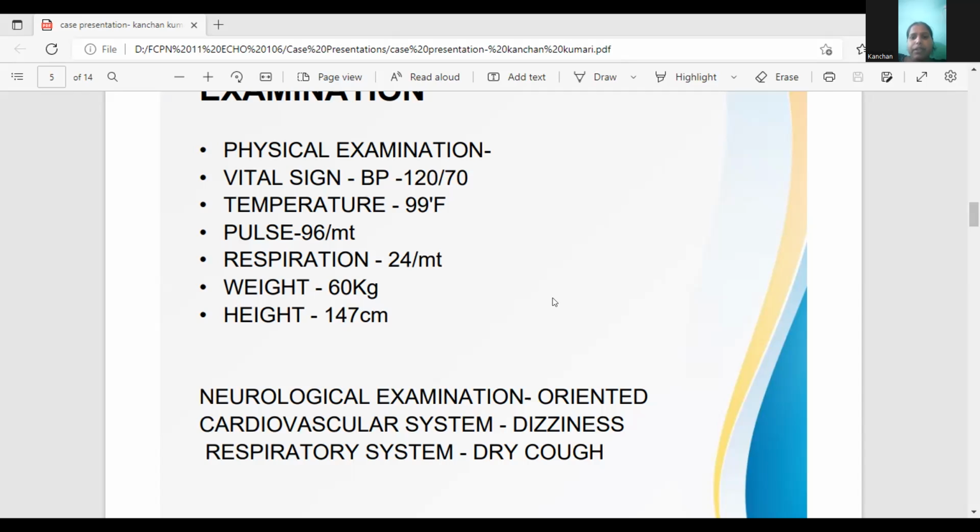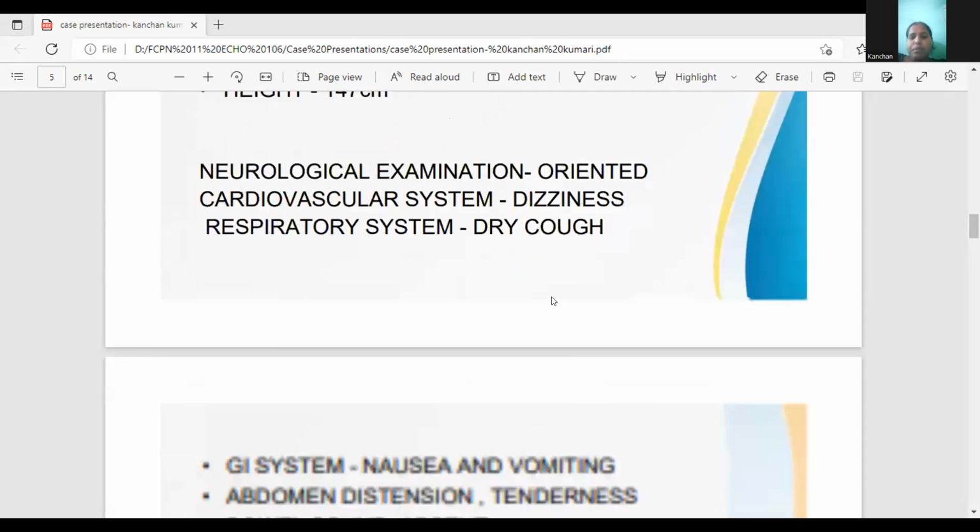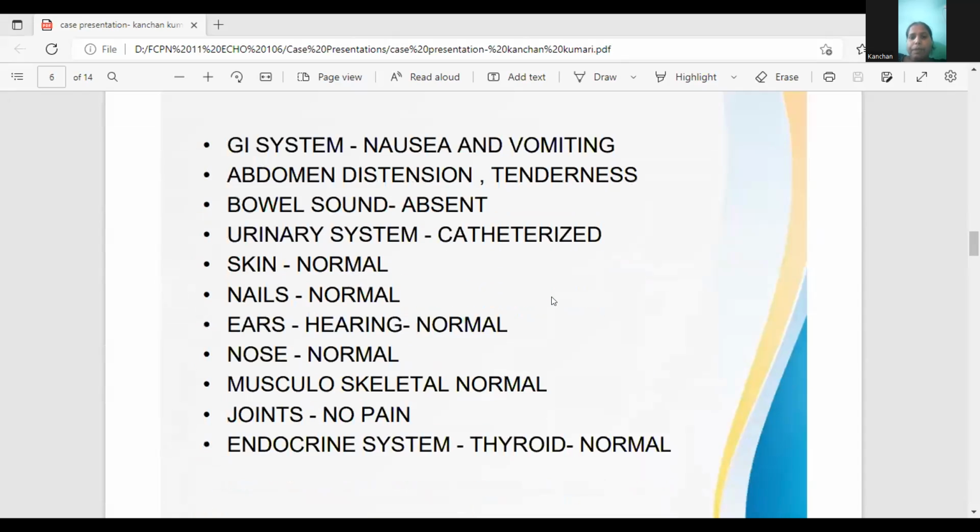Neurological examination: oriented. Cardiovascular system: dizziness. Respiratory system: dry cough. GI system: nausea and vomiting, abdominal distension, tenderness, bowel sound absent. Urinary system: catheterization. Skin normal, eyes normal, hair normal, nose normal, muscular system normal, joints no pain, endocrine system thyroid normal.